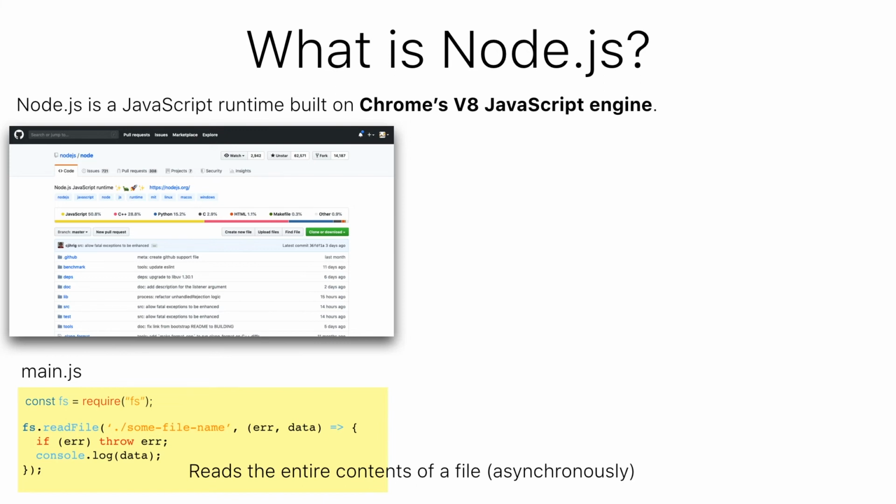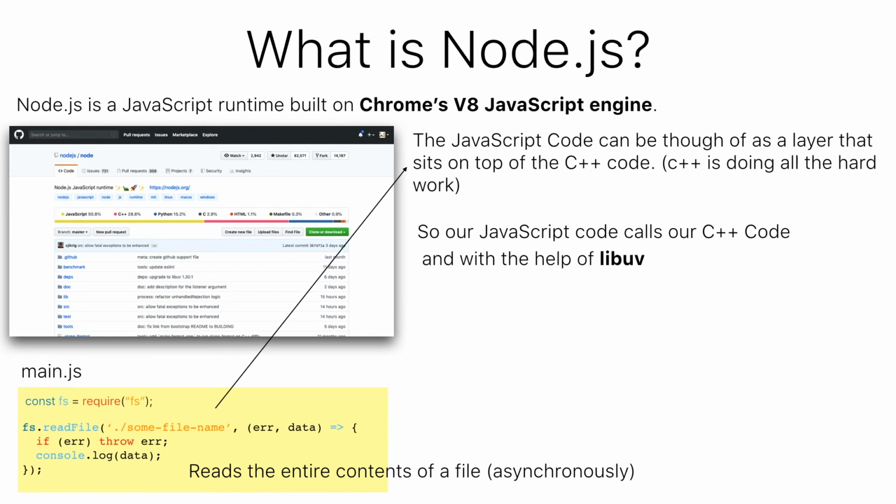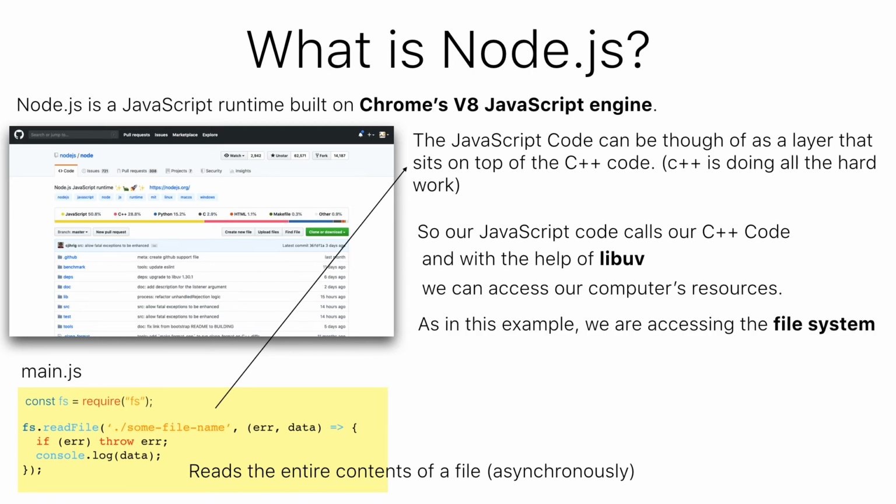And now that we have finished writing our JavaScript code, we can now use Node.js to run this main.js file. So this JavaScript code that we have written in our main.js file, we can think of it as a layer that sits on top of the C++ code. C++ is doing all the hard work for us. So our JavaScript code calls our C++ code, and with the help of libuv, we can access our computer's resources. As in this example, we are accessing the file system by importing the fs module.